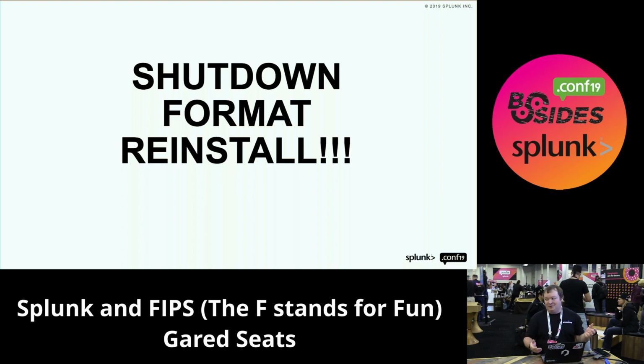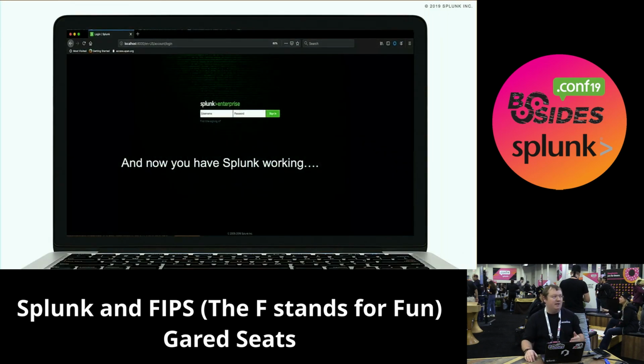Make sure those backups work too, by the way. Don't just assume that they work. I would actually test and check to see if you see configuration files in your backups. From personal experience, I've seen other people not check their backups. But once you get Splunk working in FIPS mode, it looks just like regular Splunk. It's just normal Splunk. There's just magic going on in the background.